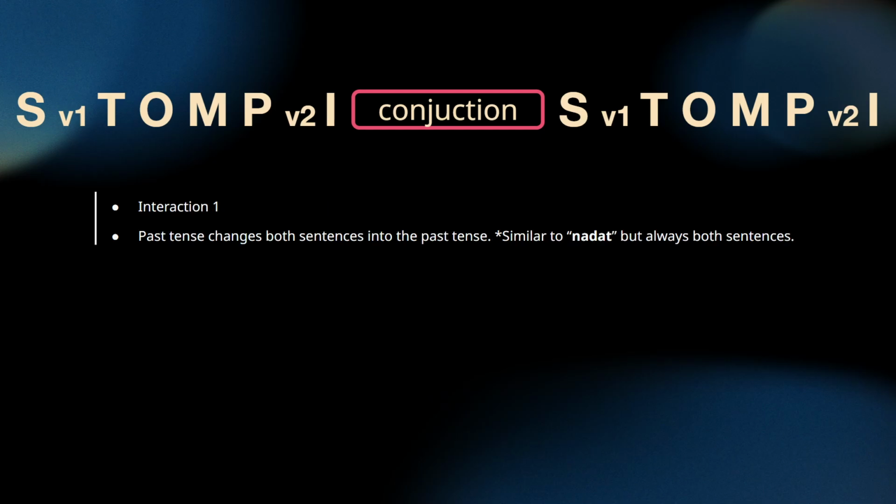So there are a couple of interactions that we now get now that we know how conjunctions work. Past tense is going to change both of my sentences and not just one of them. Similar to nadat, but it's going to require both of my sentences to change. So if I have a sentence that is already joined by a conjunction, ek skryf elke dag in my boek en ek lees elke aand 'n boek. I write every day in my book and I read every night a book.